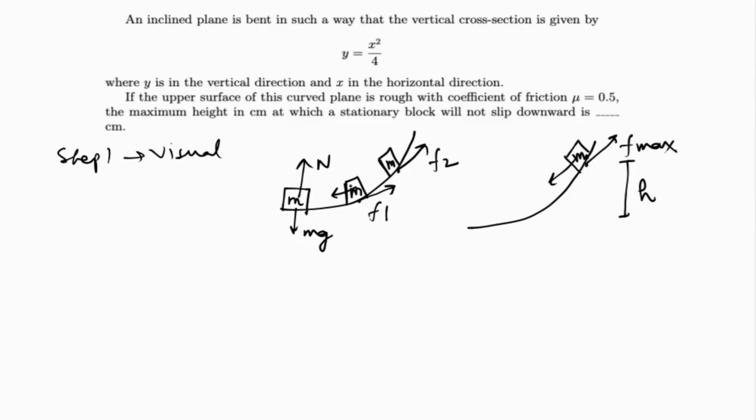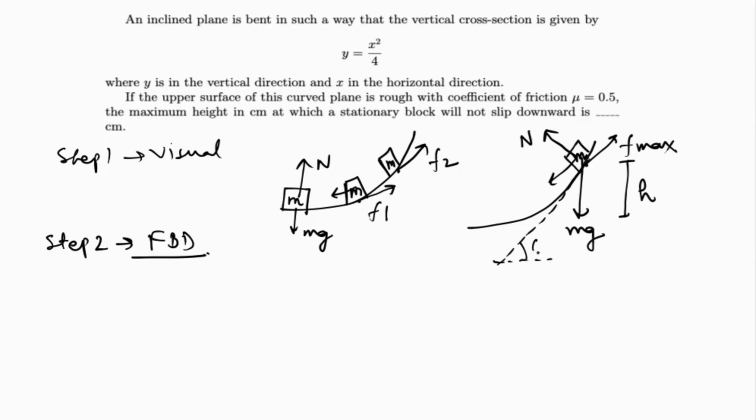Now the second step, once we have understood the visual, is to draw the FBD. The free body diagram for this is pretty simple. This mass is experiencing mg force downwards, a normal force which is perpendicular to the surface, away from the surface, right? And there is a friction force which is maximum in magnitude. So let's extend this line, and this line is making an angle theta.